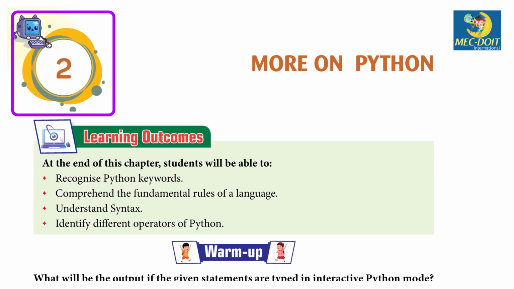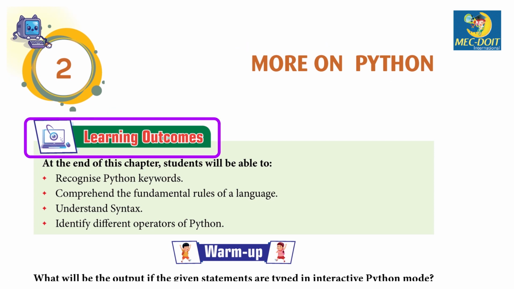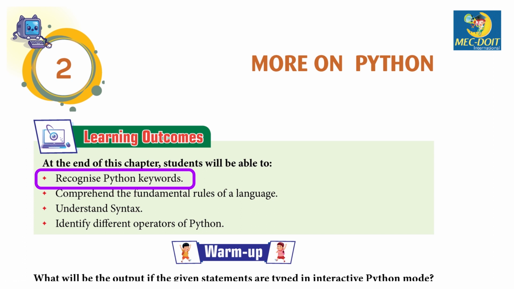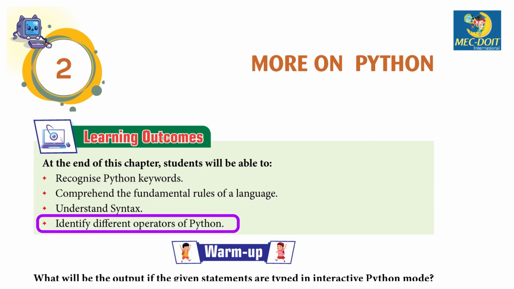Chapter 2. More on Python. Learning outcomes. At the end of this chapter, students will be able to recognize Python keywords, comprehend the fundamental rules of a language, understand syntax, and identify different operators of Python.